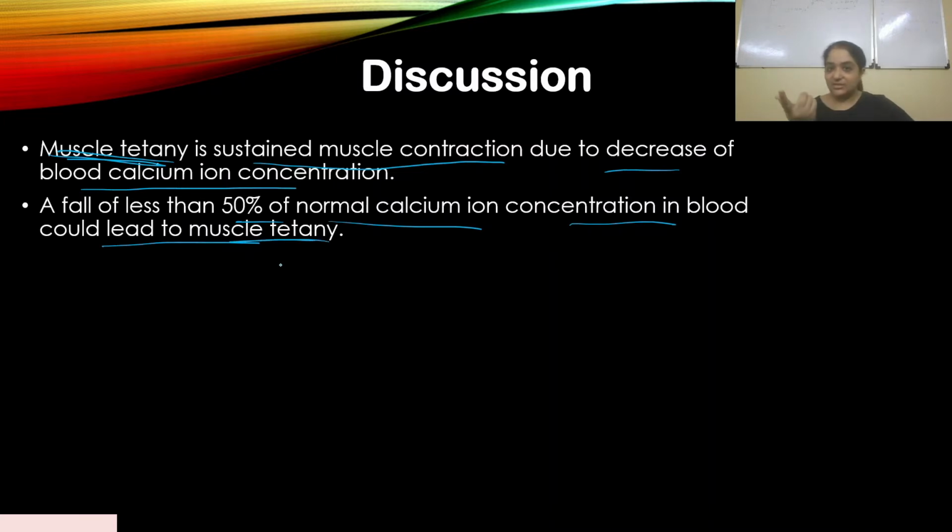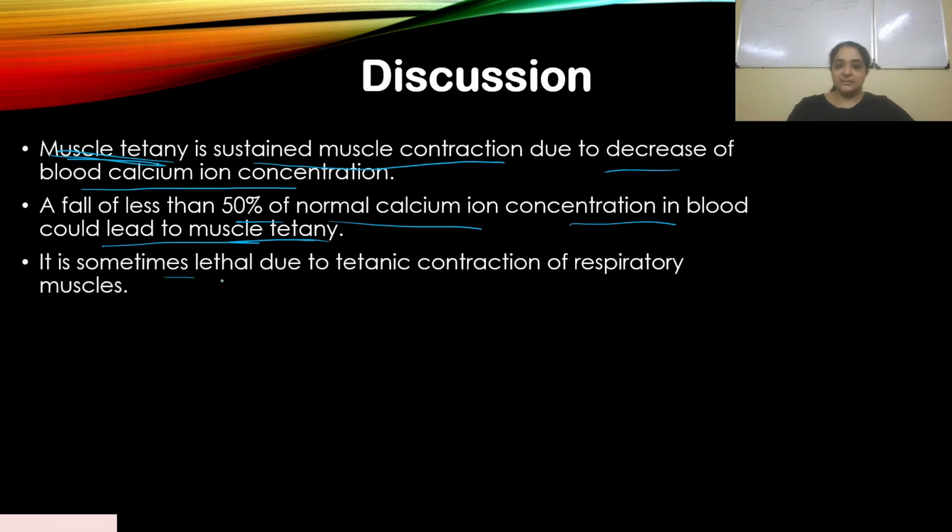Now we understood what tetanization means. So you can imagine, physiologically, if the calcium ion concentration in the blood falls by even less than 50%, it could lead to muscle tetany, and sometimes be lethal due to tetanic contraction of the respiratory muscles. Like I said, you inhale, you exhale, it has to relax, but if it's always in the contracted state, it will be a cause of concern, right? You can't inhale, you can't exhale, you can't even relax your muscles, always contracted, which is not a good sign. So that is why it could be lethal.